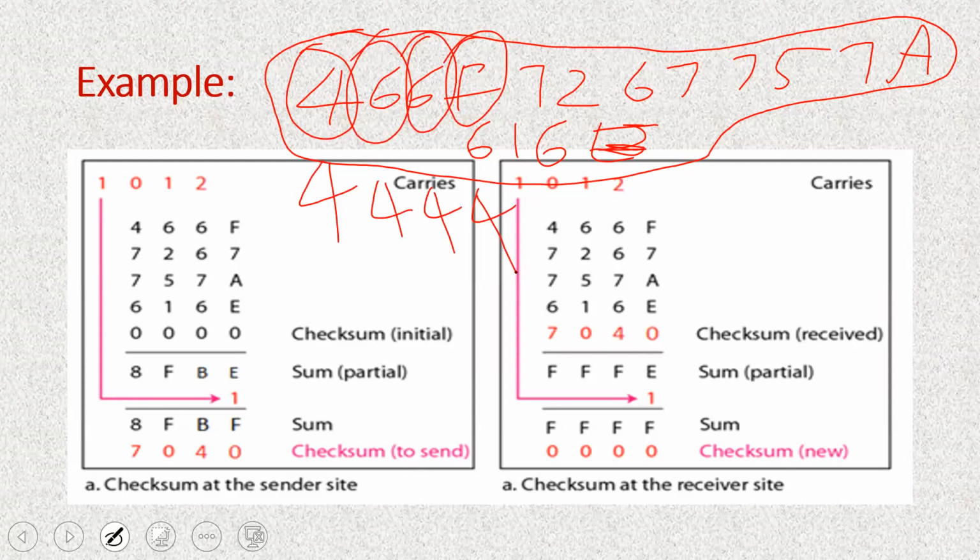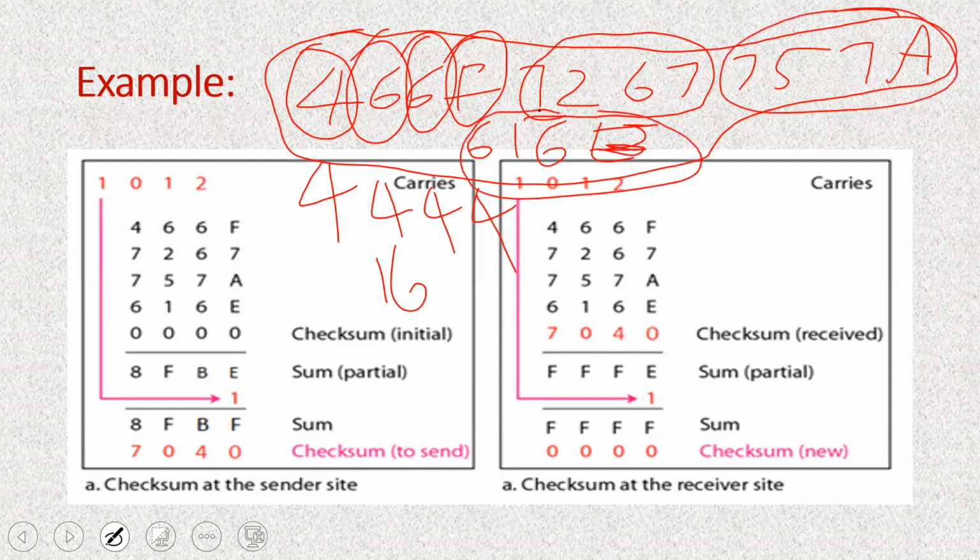If I divide it like this, 4 hexadecimal characters per word, 4 into 4 bits, it is 16. Again, these 4 hexadecimal characters, 4 into 4 bits, is 16. Again, this is 16. So we can divide this message into 4 words.